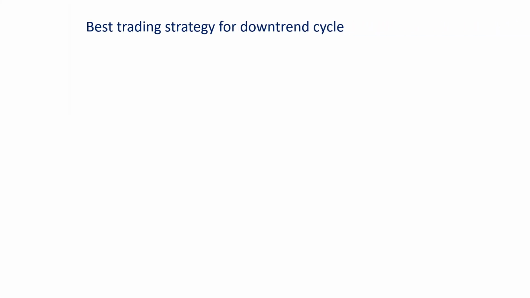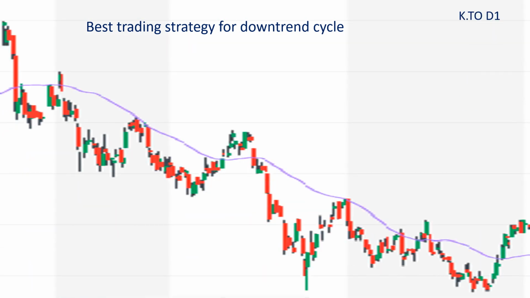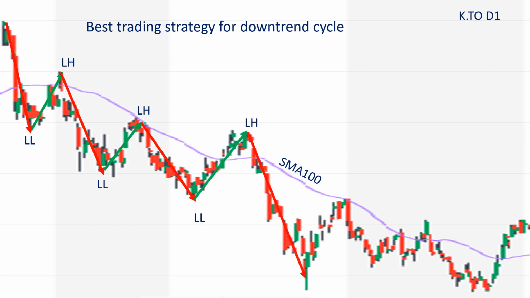Base trading strategy for downtrend cycle. This is the price trend of a stock on the D1 time frame, and this is the SMA 100. It acts here as dynamic resistance. The price was originally going downward, making lower swing lows and lower swing highs, lower swing low and lower swing high. As I explained before, this is the characteristic of a strong downtrend, and it continues all the way to the bottom of a downtrend.